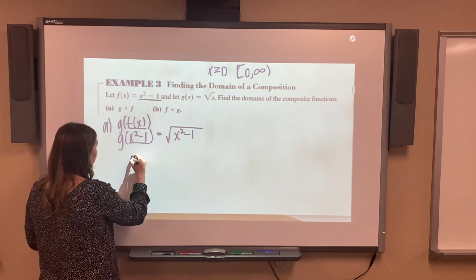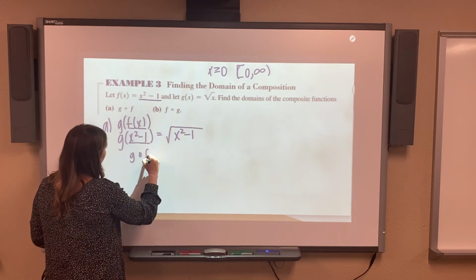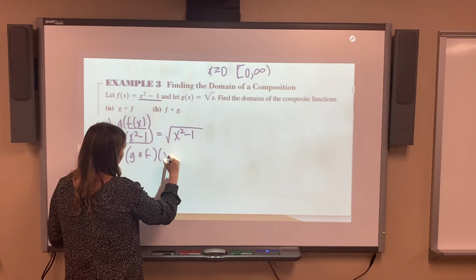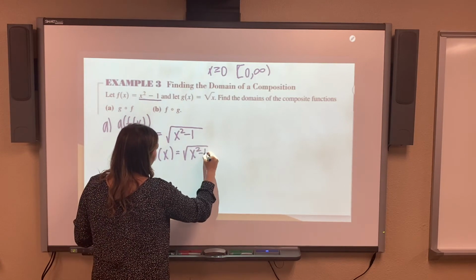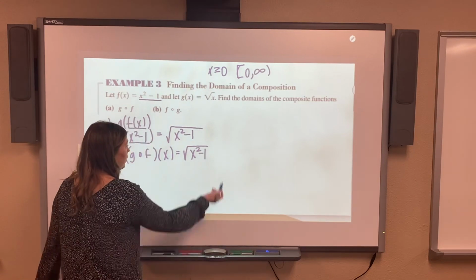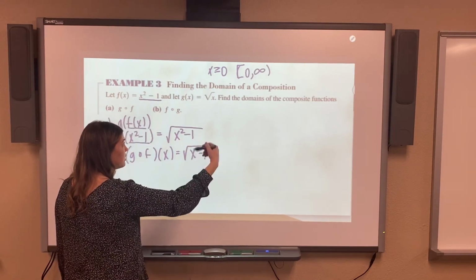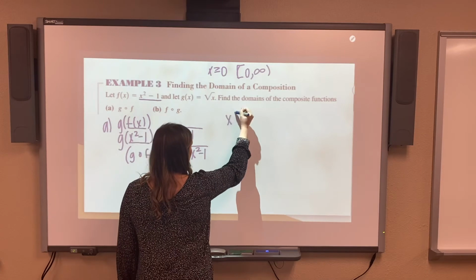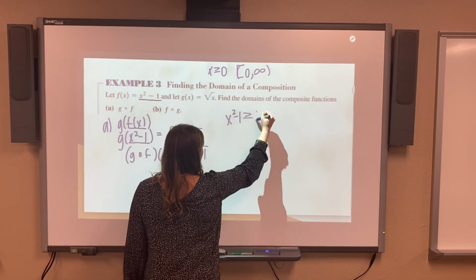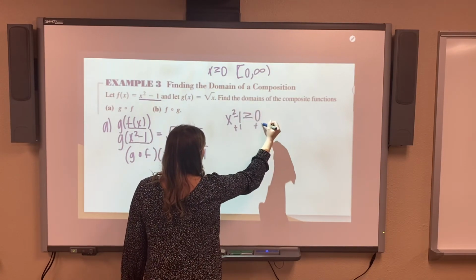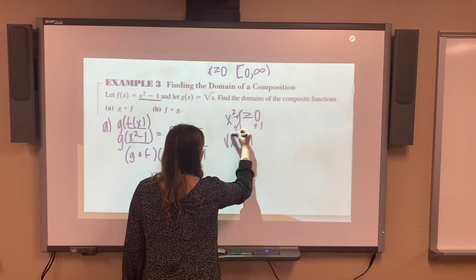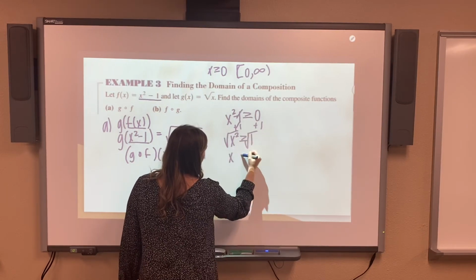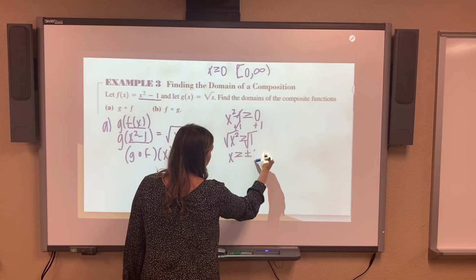So if we write g of f of x is equal to the square root of x squared plus 1, now we need to find our domain. We need the expression under the radical to be greater than or equal to 0. So we have x squared plus 1 is greater than or equal to 0. Subtract 1 from both sides, we have x squared is greater than or equal to -1, and then take the square root of both sides.